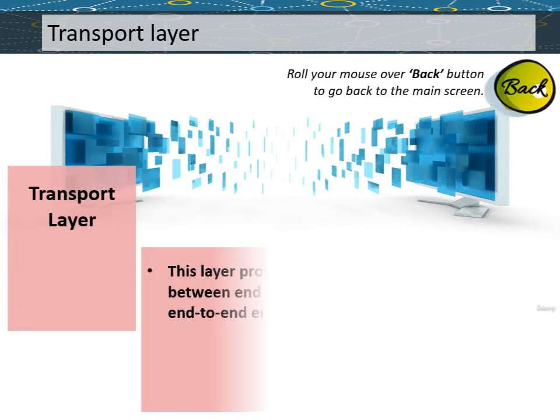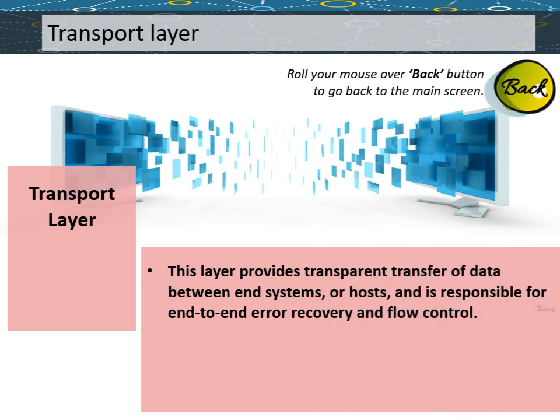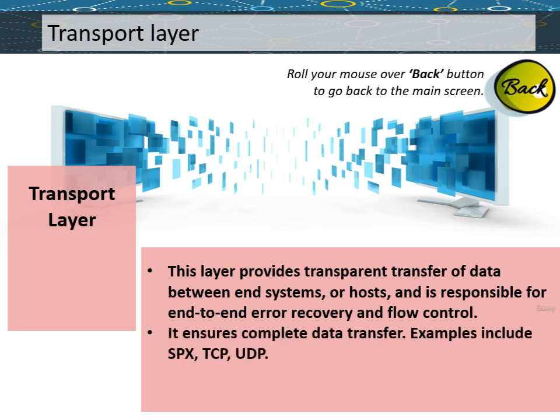Transport layer. This layer provides transparent transfer of data between end systems or hosts and is responsible for end-to-end error recovery and flow control. It ensures complete data transfer. Examples include SPX, TCP, UDP.